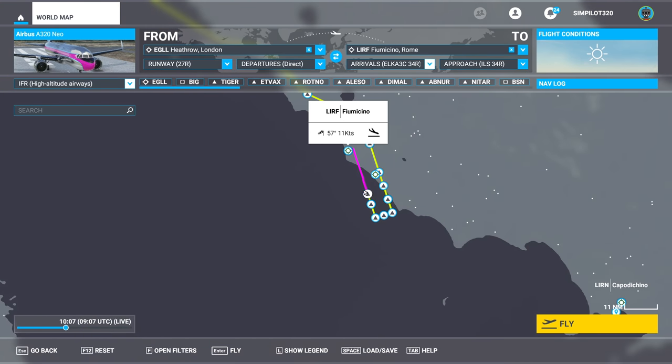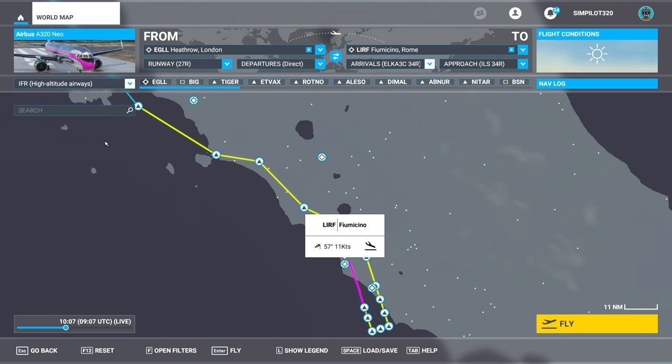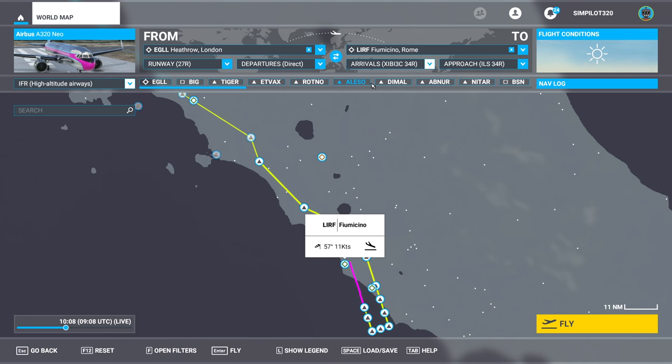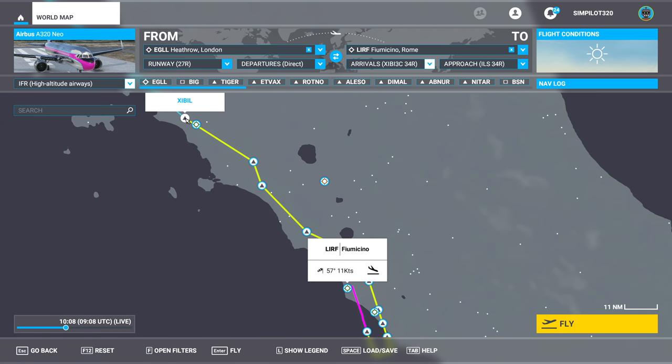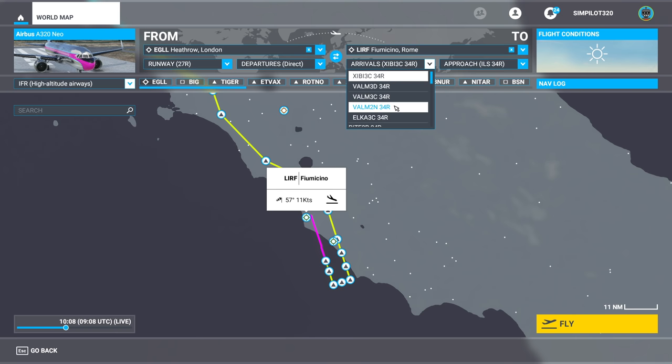So this magenta line is the actual final approach to the runway. This yellow line is the STAR, the Standard Terminal Arrival Route. There are loads of others that we could do. For example, if we were coming in via, I think that's the waypoint Zibel, it starts up here. It's slightly different, but ultimately gets us to the same place. It just depends where your flight plan came in from.